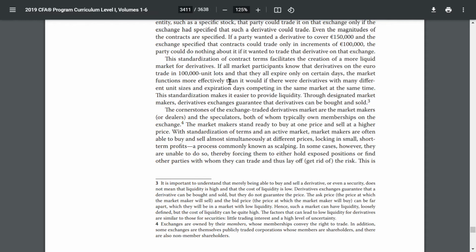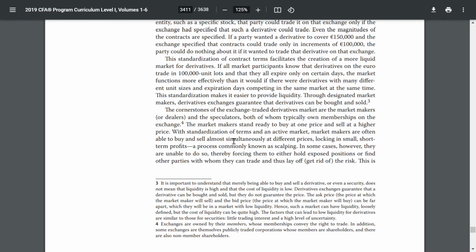This standardization makes it easier to provide liquidity through designated market makers. Derivative exchanges guarantee that derivatives can be bought and sold. The cornerstone of exchange-traded derivatives markets are the market makers, or dealers, and the speculators, both of whom typically are members of the exchange. The market maker stands ready to buy at a bid price and sell at a higher price.